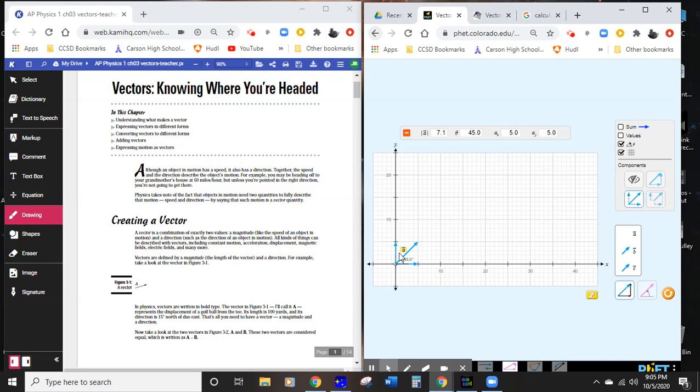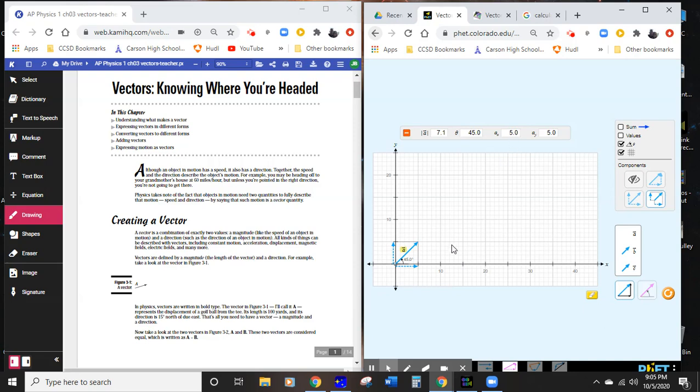Likewise, I can also move it over here. This is AX, this is AY right here. So these are the components of this vector. Sometimes you can see it better like this. All right, so that's a vector here.